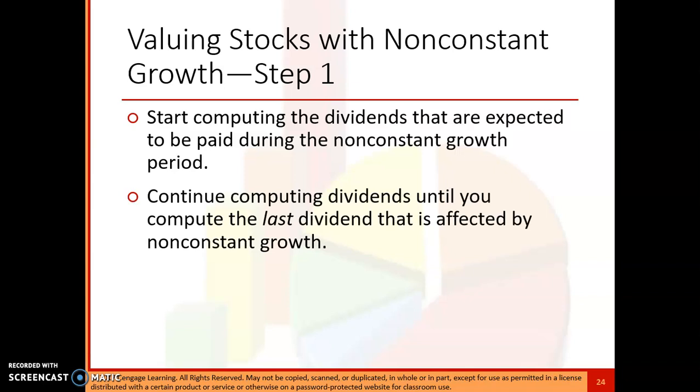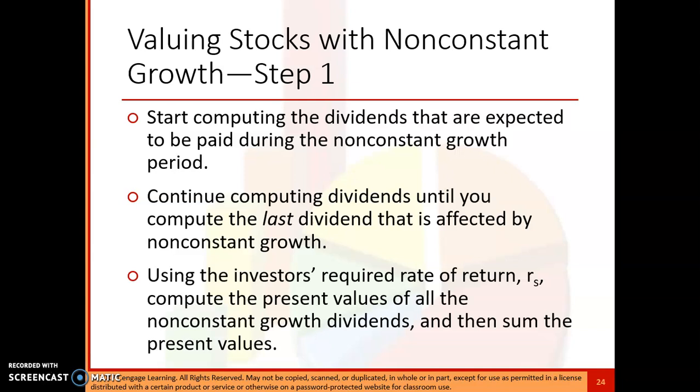So you continue computing the dividends until you compute the last dividend that is computed by the non-constant growth rate. This model also applies to several problems in your homework, particularly 716. In that problem the dividends are already calculated for you, but you would still use the same process to value that stock. Use investors' required rate of return.